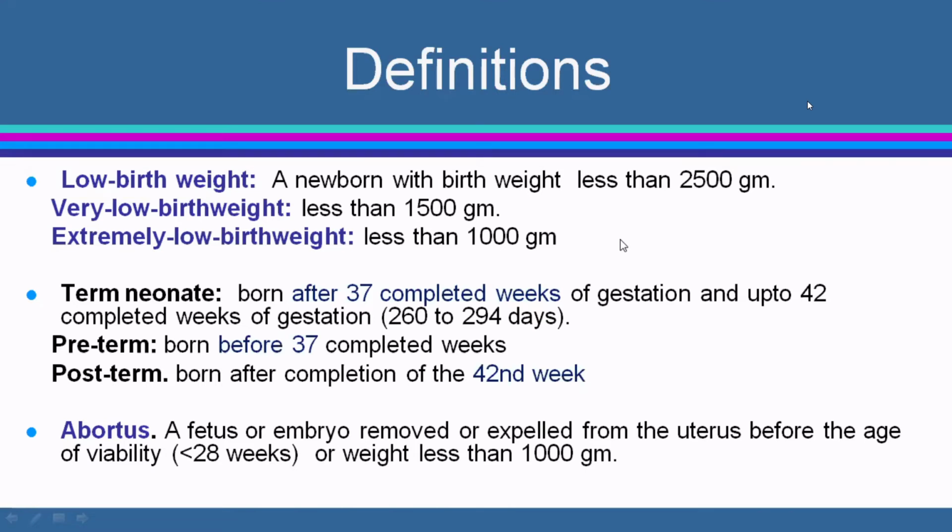Okay. And what is abortus? If a fetus or embryo is removed or expelled from the uterus before the age of viability, or weighs less than 1000 gram when the age of gestation is not known. So if somebody is born before 28 weeks of gestation, even if it shows signs of life, that is an abortus, right? These are simple terms, okay, and they should be understood very clearly before we start any topic on obstetrics.